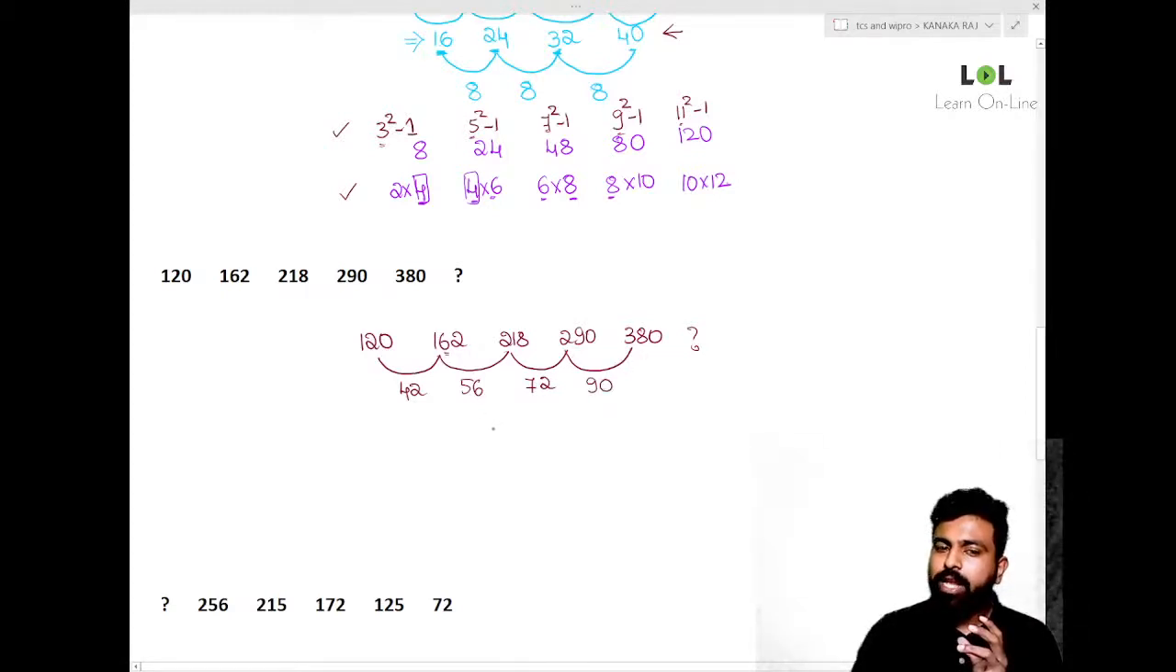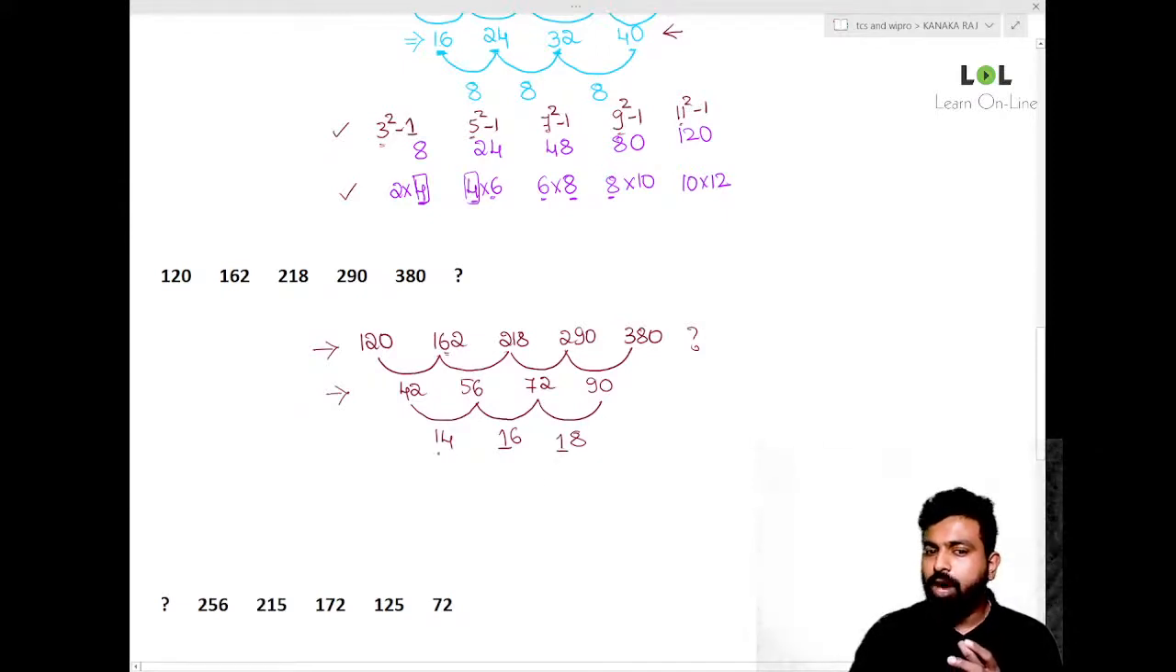Again, I'm not able to tell anything here. So what I can do, I can start taking the difference again. This will be my first series and this will be my second series. Now if I start taking the difference, what will I get? 42 and 56. What is the difference? 14. 56 and 72, the difference is 16. 72 and 90, the difference is 18. If you observe this carefully, 14, 16 and 18. These are nothing but your consecutive even numbers. What will be your next even number? Next even number will be 20. 90 plus 20 is 110. 380 plus 110. What is 380 plus 110? It is 490 and that will be your answer.